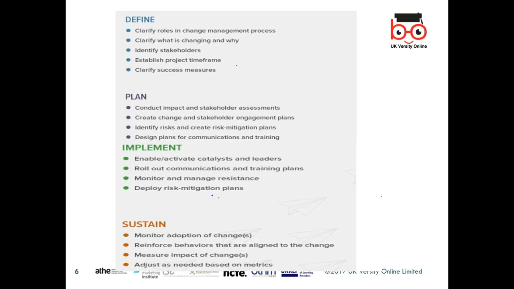Design a plan for communication: how we can communicate with the various stakeholders, and what channel of communication we will use. Then implement, enable, and activate the leaders. We need to look at how we can enable them, roll out the communication and training plan, and monitor and manage the people who are against the change, the resistance. Deploy the risk mitigation plan and sustain: monitor adoption of change and reinforce behavior aligned to the change.